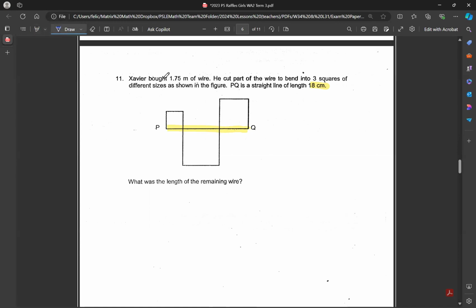So he didn't use the whole 1.75 to form this 3 squares. Okay, they say he cut part of the wire to bend into 3 squares. So that's why the question is asking for remaining wire. All right. Now do take note, this is shown in cm. However, the starting wire is shown in meters. So let's convert this to cm first. So meters to cm, it's multiply 100. So when you multiply 100, the decimal point gets shifted to the right 2 times because 100 has 2 zeros. So it's twice. So this will be 175 cm.